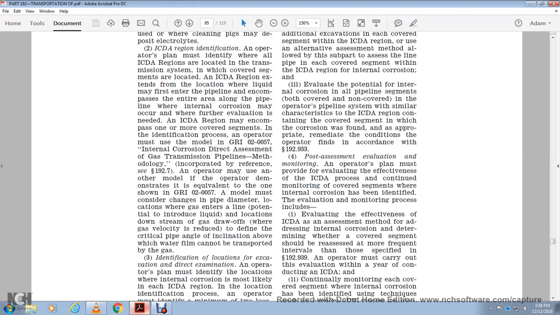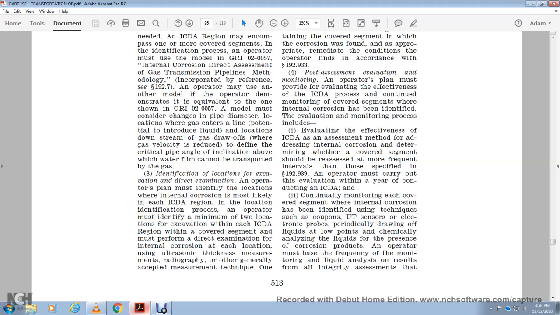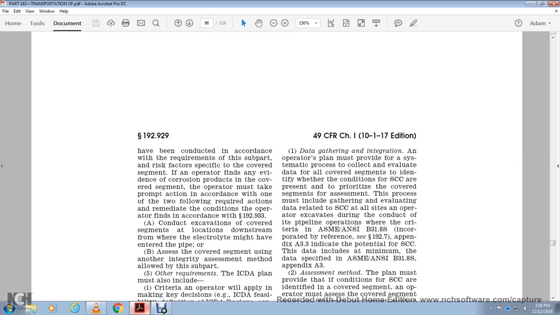An operator must carry out the evaluation within a year of conducting ICDA. Continual monitoring is conducted for each covered segment with identified internal corrosion, using techniques such as coupons, UT sensors, and electronic probes, with liquids periodically drawn off at low points and chemically analyzed for the presence of corrosion products. An operator must base the frequency of monitoring and liquid analysis on the results of integrity assessments conducted in accordance with the requirements of the subpart and the risk factors specified for the covered segment. The operator must find evidence of corrosion products.